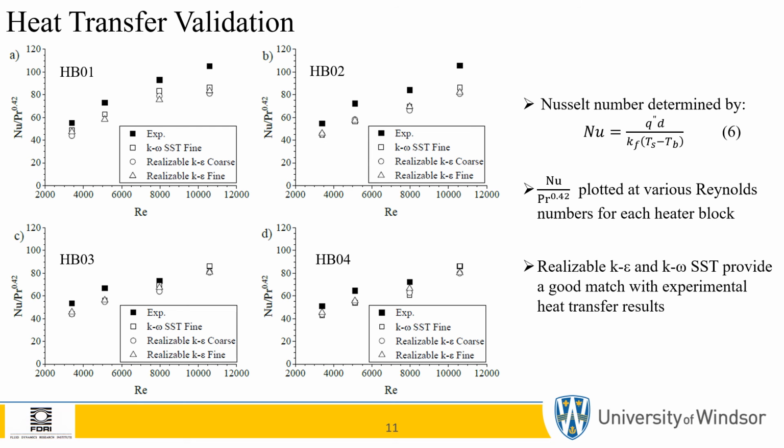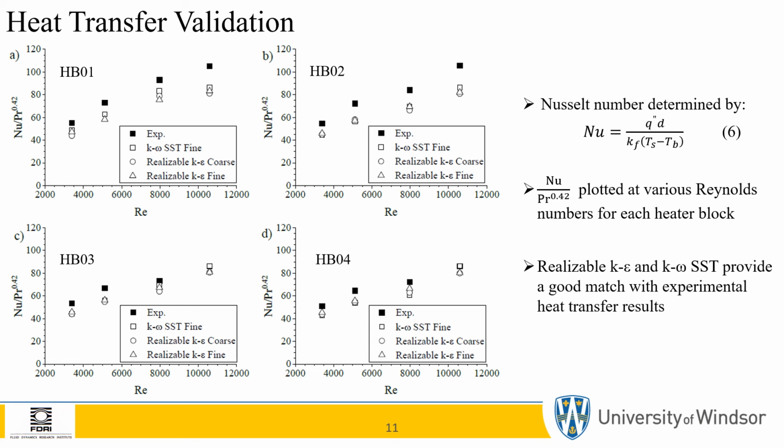Heat transfer, represented by the Nusselt number divided by the Prandtl number to the power of 0.42, is plotted with respect to Reynolds number for heater blocks 1, 2, 3, and 4. Here the Nusselt number is defined by equation 6, where q" is the heat flux, D represents the jet diameter, kf represents the fluid thermal conductivity, Ts is the surface temperature at the impingement surface, and Tb represents the bulk fluid temperature. As can be seen, both turbulence models with either the fine and the coarse grids provided good matching with the experiments.